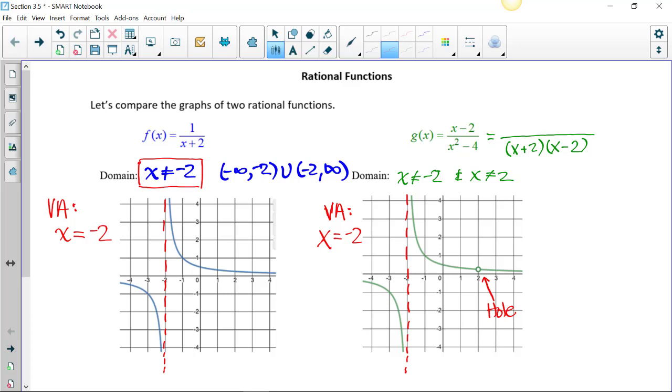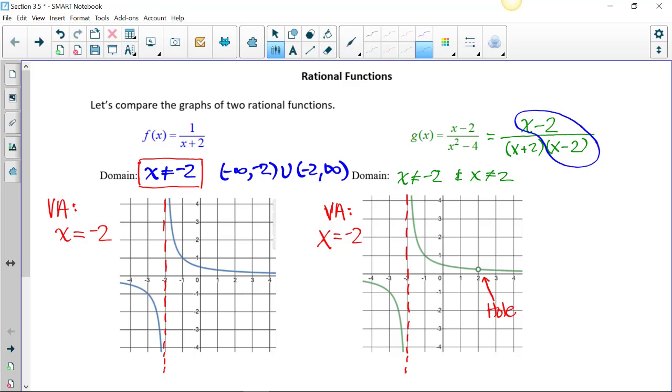A hole is called a removable discontinuity because, I'll show you why. And when you get to calculus, you'll use that terminology quite a bit. Okay, so why is it called a removable discontinuity? Well, when I look now, after my denominator is factored, I can see that I have a common factor.